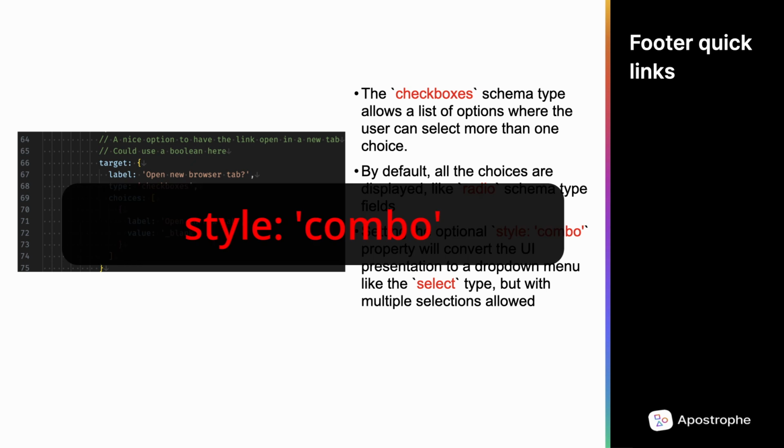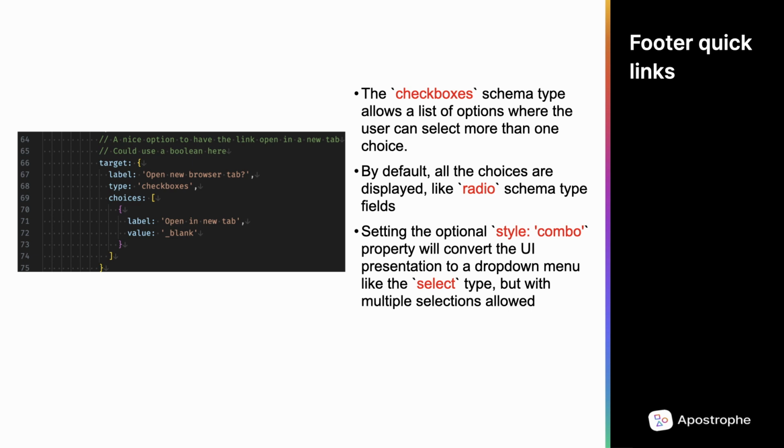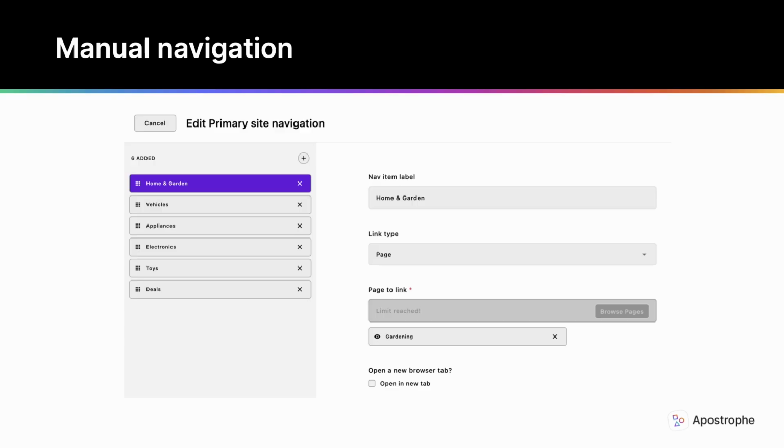However, the optional style combo property will convert it to a drop-down style menu. Right now, if we were to spin the site up and add multiple navigation array pieces, it would look like this. Each array item would be added to a tab with a label taken from the top label schema field. The tabs themselves could be rearranged through drag and drop. However, we have additional options for the styling of array schema fields.